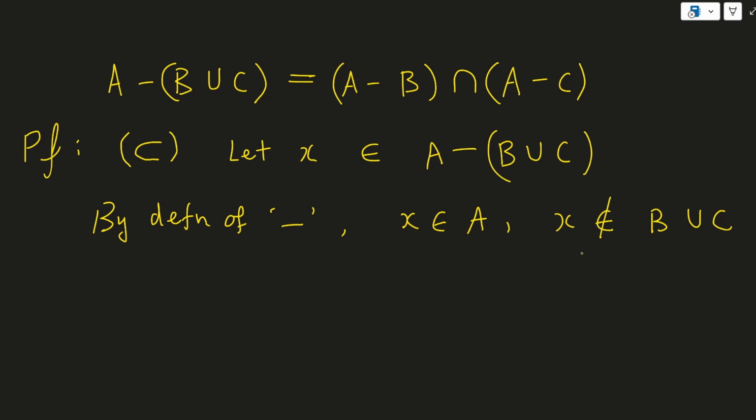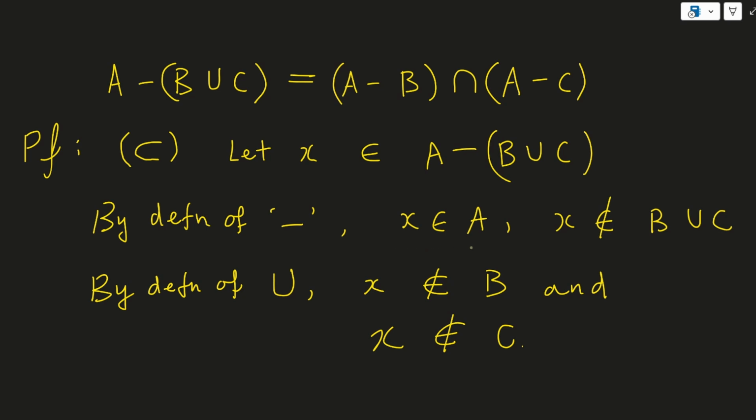So now let's analyze further to see what this statement means. If X is not in B union C, that means X cannot be in either of them. So by definition of union, X is not in B and X is not in C. So far we got X is in A, but X is not in B, and X is not in C. So we can combine the fact that X is in A but is not in B to conclude that X must be in A minus B. And also we can use the fact that X is in A but X is not in C to show that X is in A minus C.